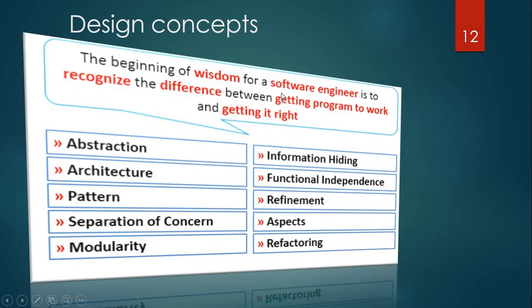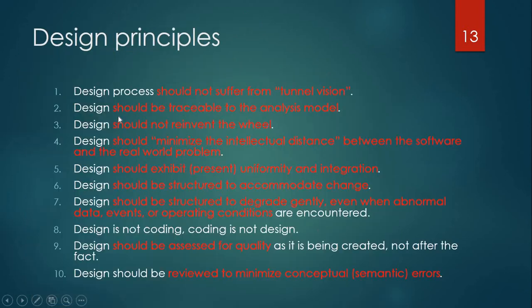The beginning of wisdom for a software engineer is to recognize the difference between getting a program to work and getting it right. For it, we will require abstraction, architecture, pattern, separation of concern, modularity, information hiding, functional independence, refinement, aspects and refactoring. These 10 are the design principles, and this is the most important topic as per your GTU examination.